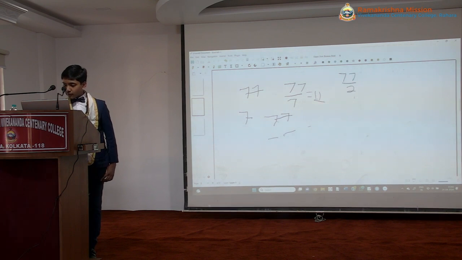Does 77 divide 2? No. That gives you, what, 38.5? So that's out of the question. Does 77 divide 3? No. That's going to give you about 25.67. Does 77 divide 4? Well, let's think about it. No. 77 doesn't divide 4 either.